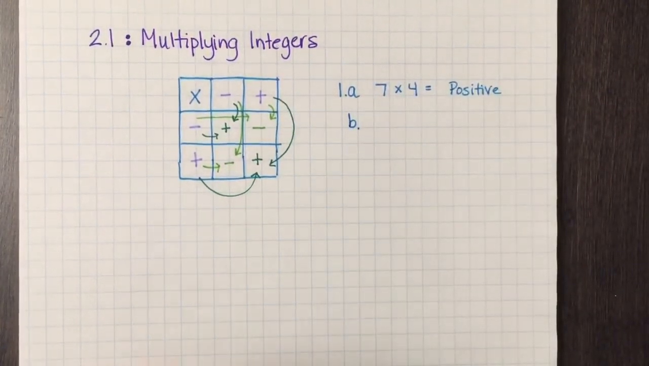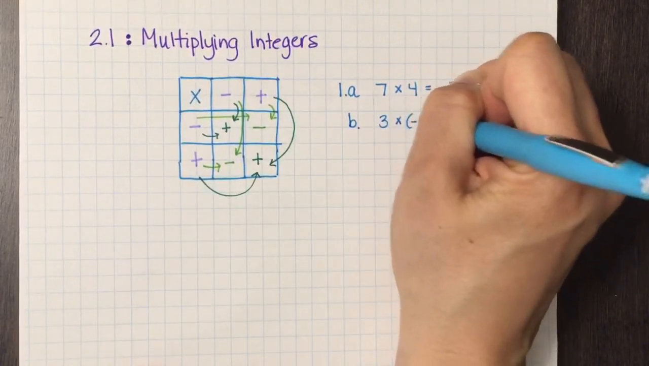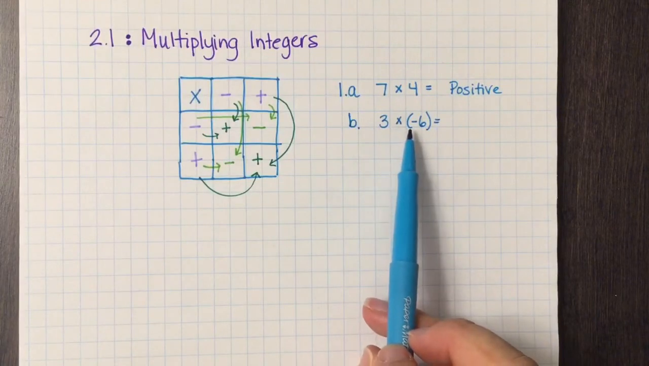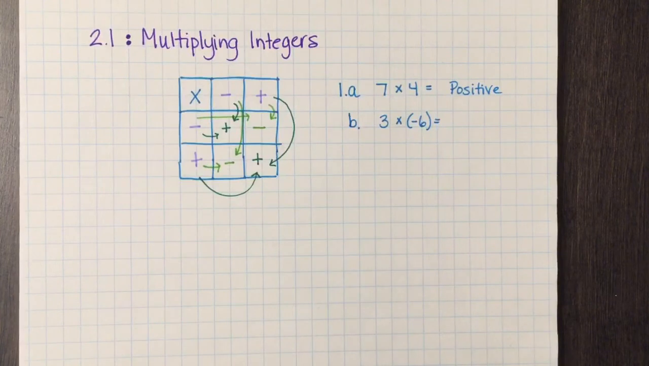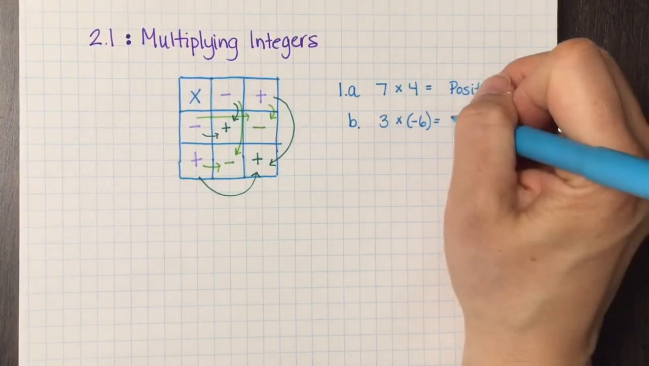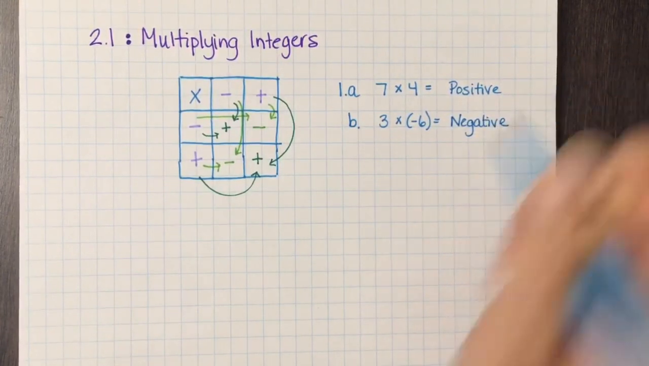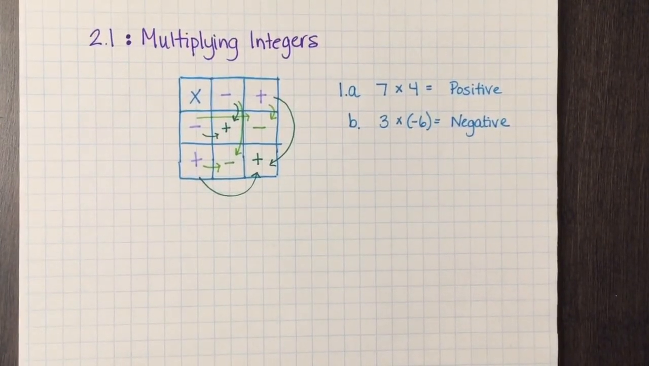1b says 3 times negative 6. So here we have a positive integer and a negative integer. The signs are different. What will the product be, positive or negative? Right on. The product, or the answer, is going to be a negative integer.